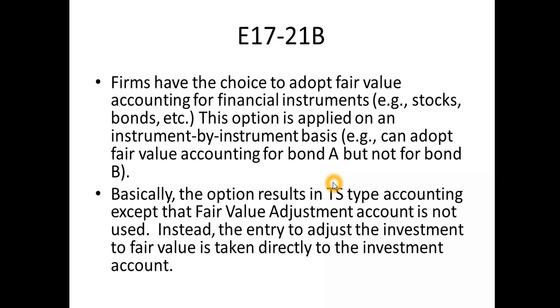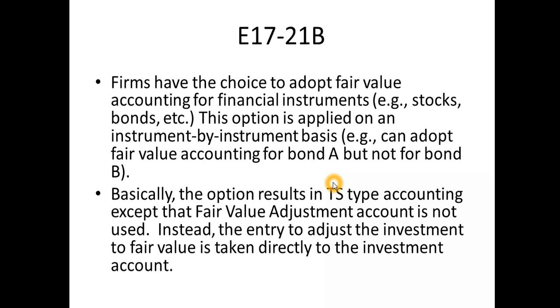So in exercise 17-21B, we're dealing with the issue of the fair value option. What the issue is in the case of the fair value option is that the FASB gives companies the option, it's not a requirement, it's an option, electable at their choice, to report on their balance sheet financial instruments at fair market value rather than at cost or amortized cost or some other amount.